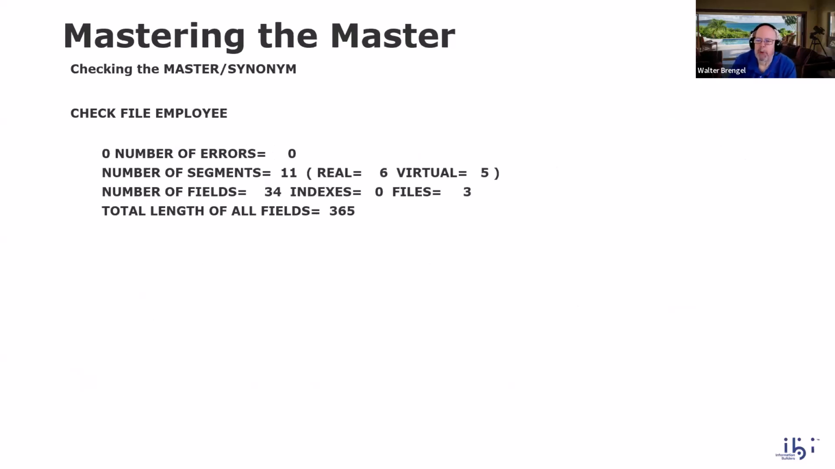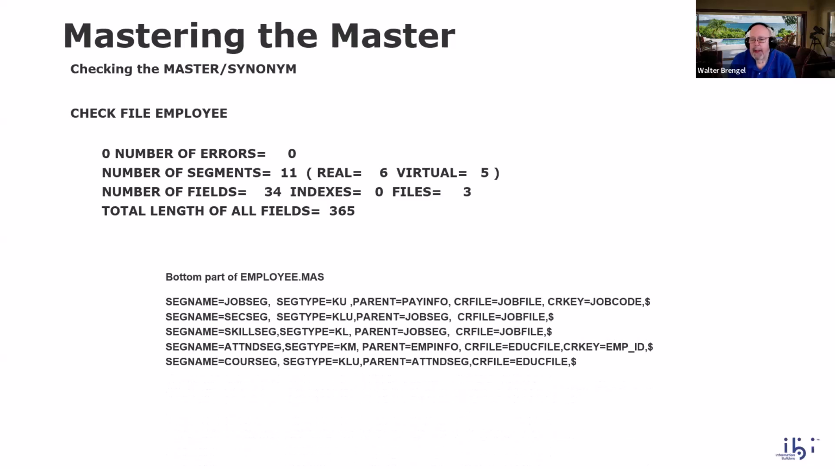All right, so CHECK FILE EMPLOYEE. We get number of segments is 11, real is 6, virtual is 5, number of fields is 34, number of files is 3, and the total length of all fields is. Now, at the bottom of the employee master, we see these different segments. SEGNAME equals JOB, SEGTYPE equals KU. The K means it's a cross-reference. The U means it's unique. So we're going against the CR file, job file, and EJIC file. So we have the employee file, job file, EJIC file. That's what makes up the 3 files.